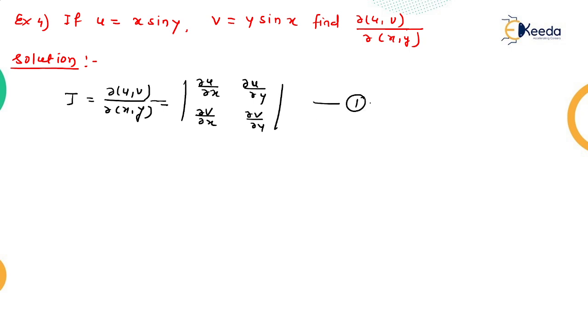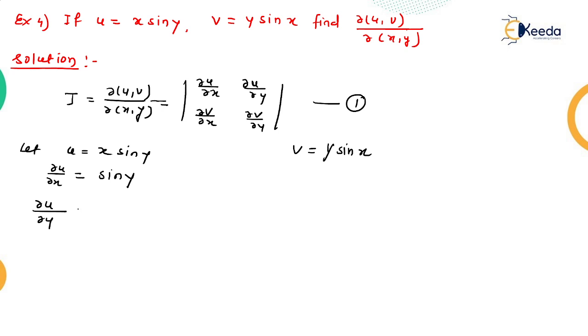So for consideration, this is equation number 1. Here u is given to you, that is x sine y, and v is given to you, that is y sine x. So del u by del x, keeping the other variable constant, is only sine y. Again, del u by del y, taking x as a constant and the derivative of sine y, is x cos y. I hope you have understood this, right?